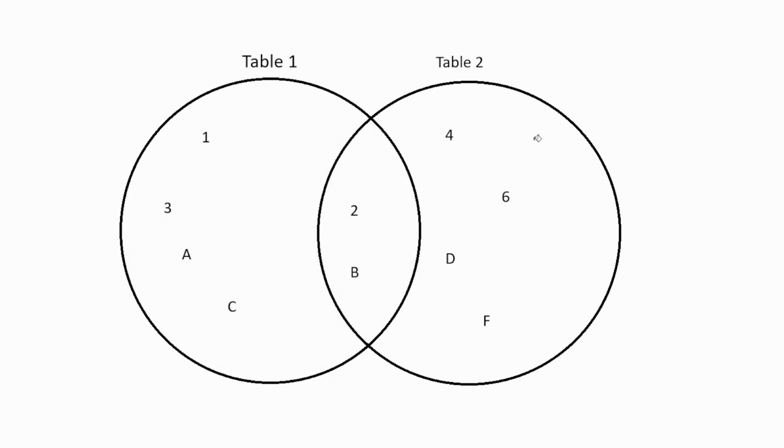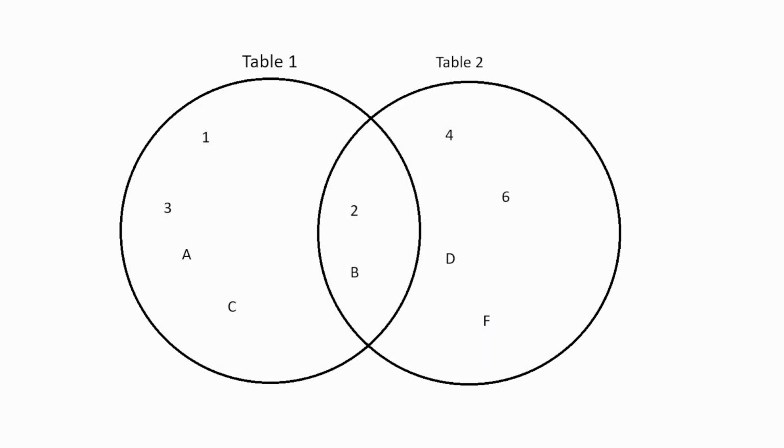Right outer is the right circle. So that would look like 2, 4, 6, B, D, F. We also have a full outer. That is all of the rows from both tables. So that would be 1, 2, 3, 4, 6, A, B, C, D, F.